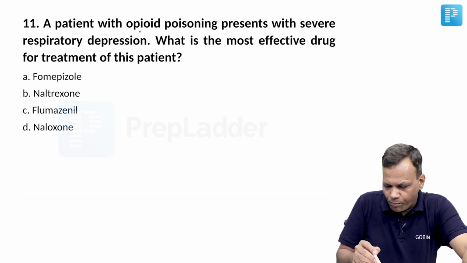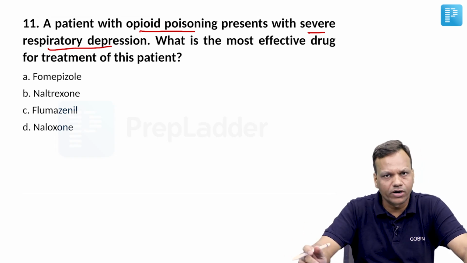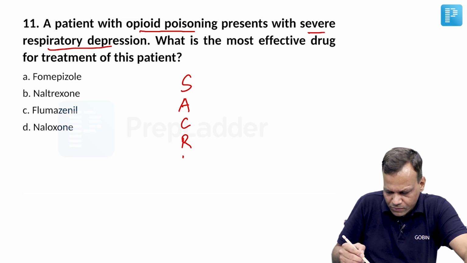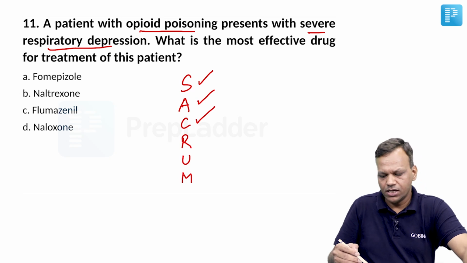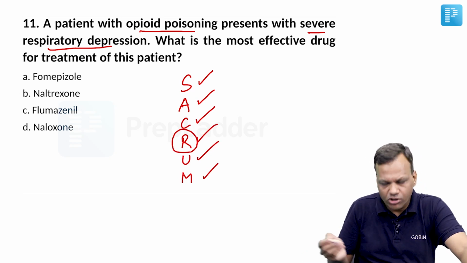A patient comes with opioid poisoning and has severe respiratory depression. We know opioid can cause respiratory depression. I hope you remember the mnemonic SACRAM. So actions of opioid: sedation, analgesia, constipation, respiratory depression, euphoria, and miosis. So this respiratory depression is caused by opioids.